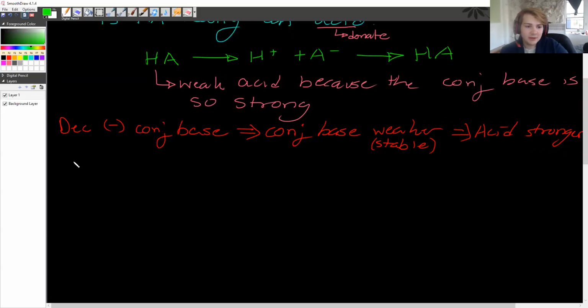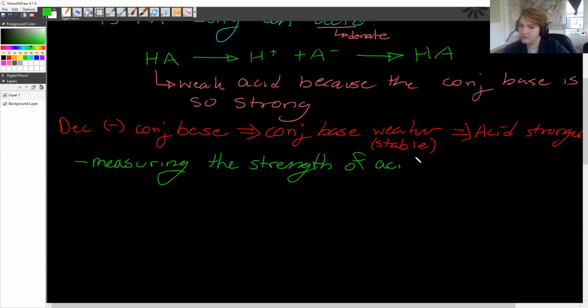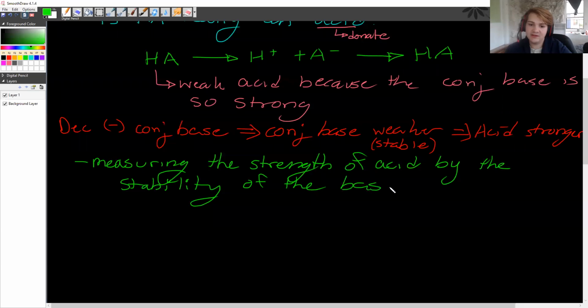What this does is it comes up with a measure. And this is the kind of funky thing about acids: we're measuring the strength of the acid by the stability of the base. And this is a really common sentence that you'll see in textbooks. Cool.